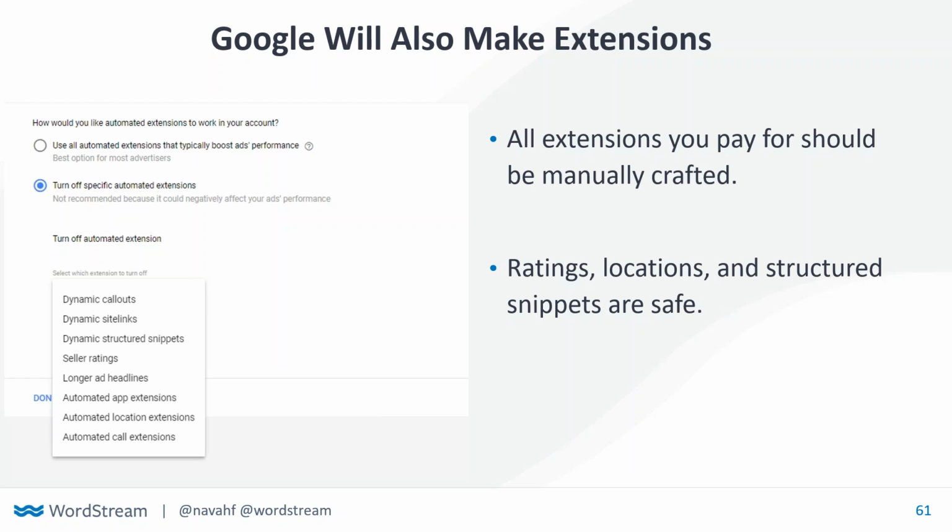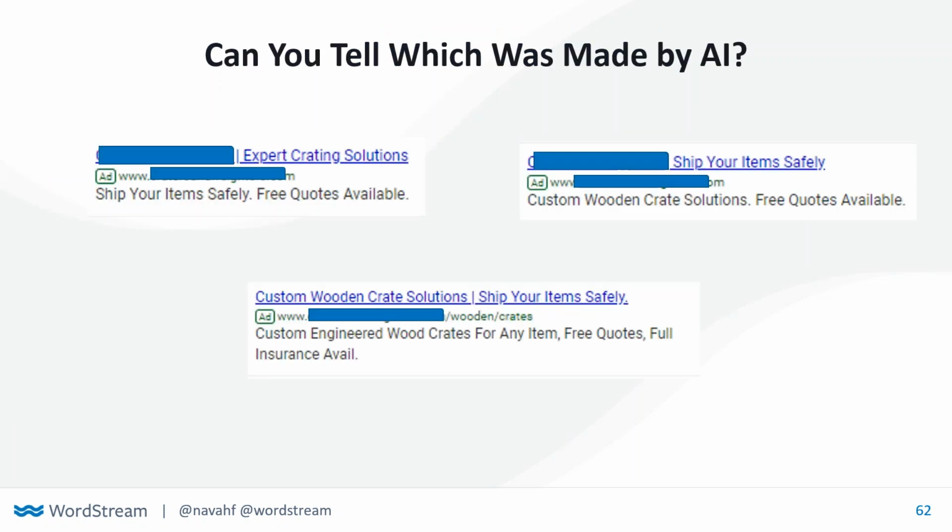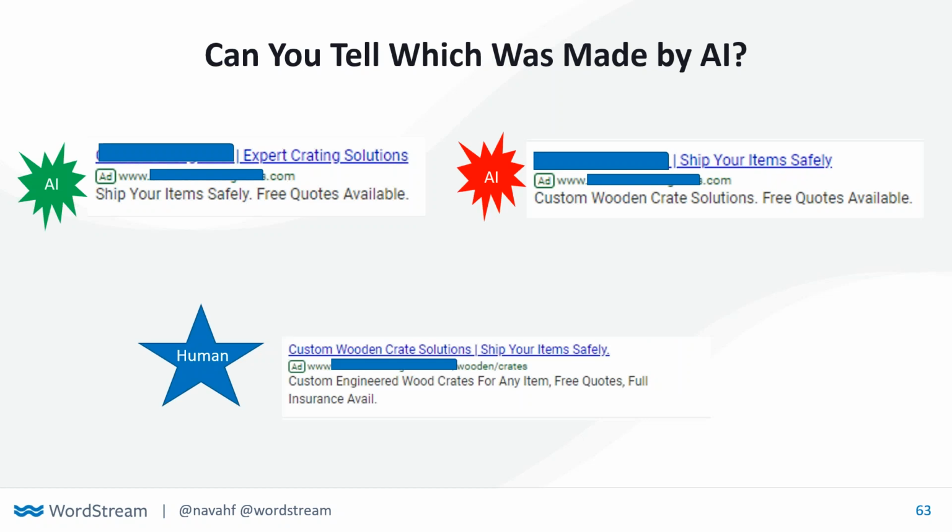Now, to prove the point about how Google is not necessarily out to get you, I want to show you guys some ads. I can promise you at least one of these was made by an AI. So I'm going to leave them up for a second, and I want you to mentally think about it. Which ad was made by a human and which ad was made by AI? So I'm going to give you guys a little bit, and boom. 2 out of those 3 were actually AI ads.